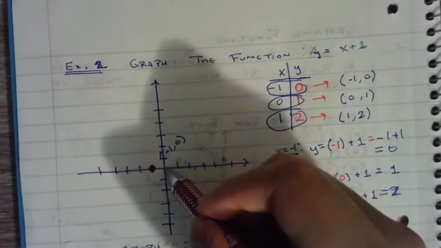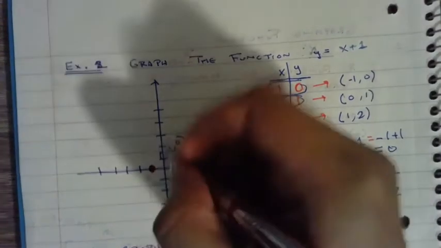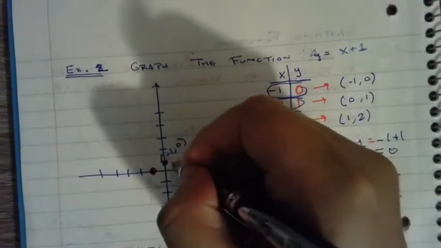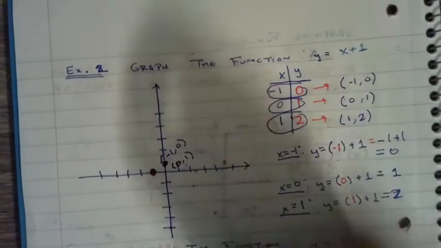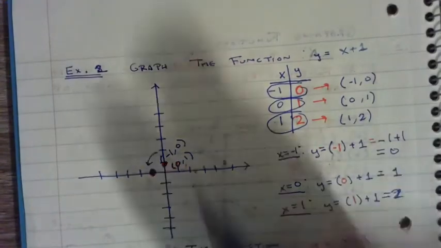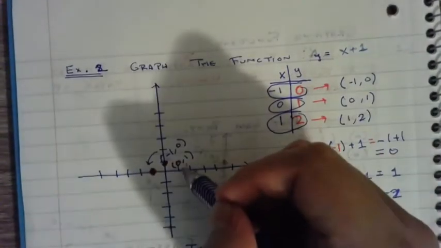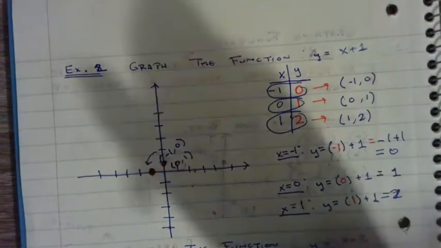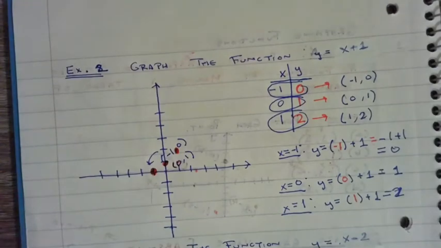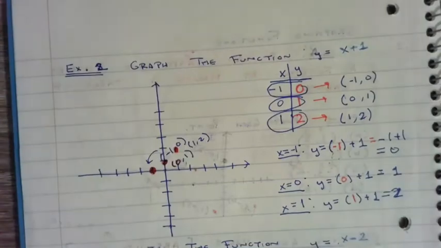Next point, (0, 1). So your x starts at 0, so you don't move anywhere. And then 1, another point right there. Okay, this point right here for that. And then your last point, (1, 2). So you go right 1 and then up 2. Okay, so (1, 2).